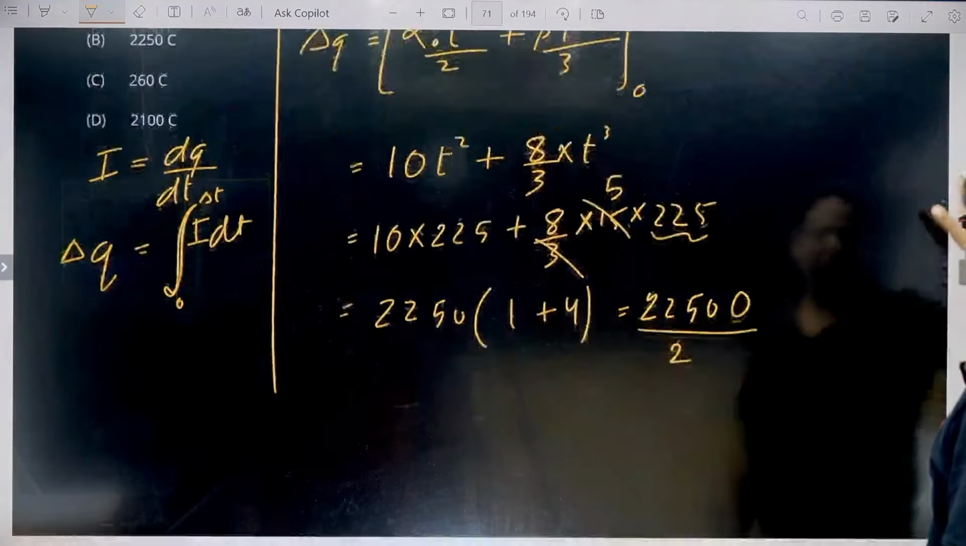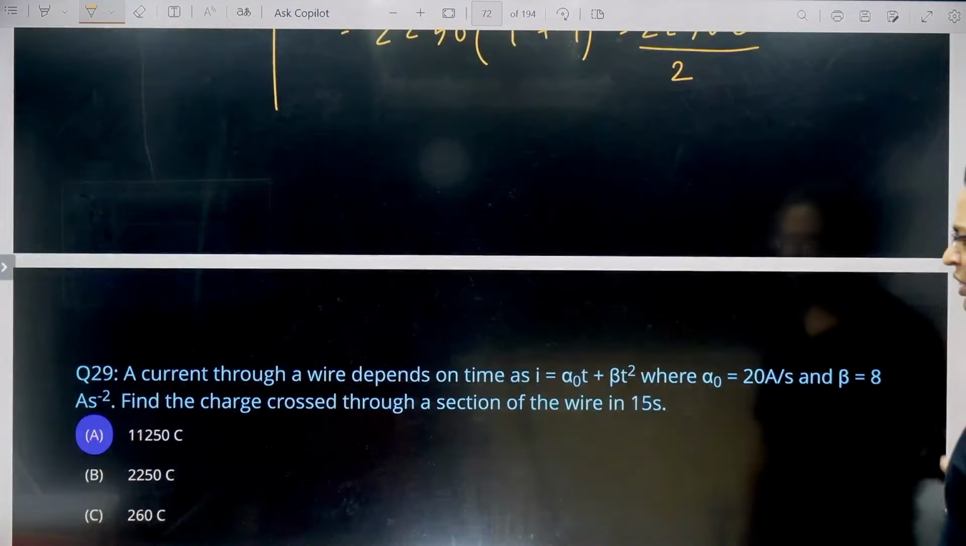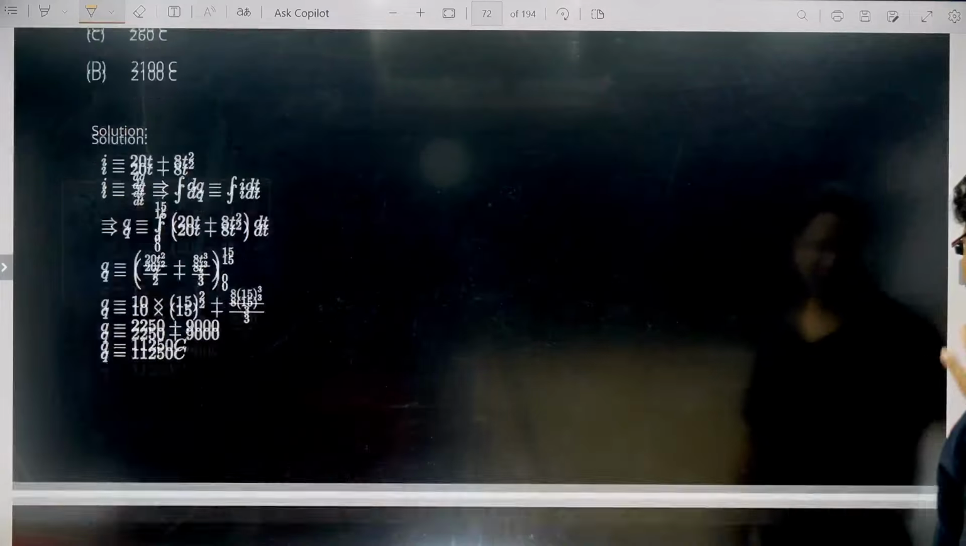This is an easy question. You just have to integrate this, so you got the answer. Now we'll go to the next question.